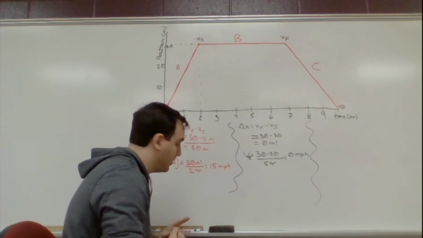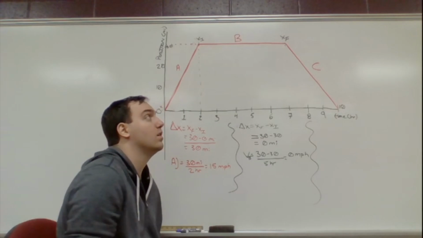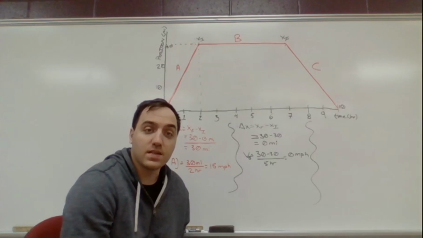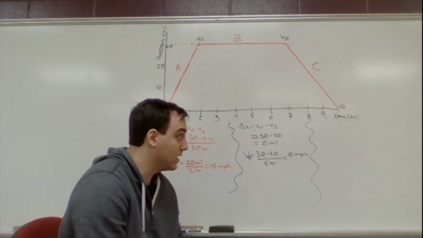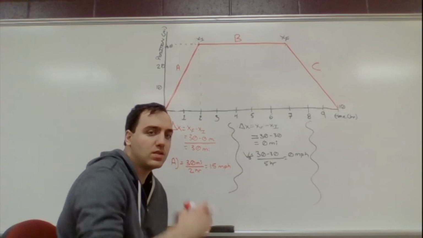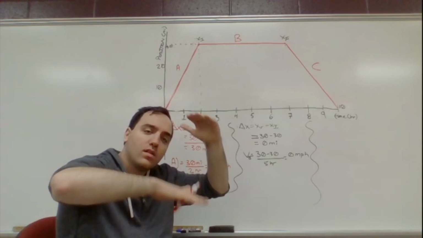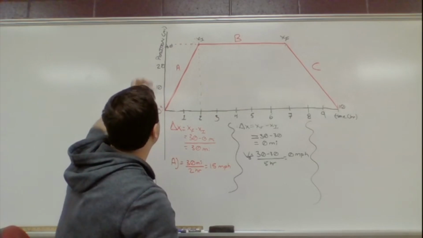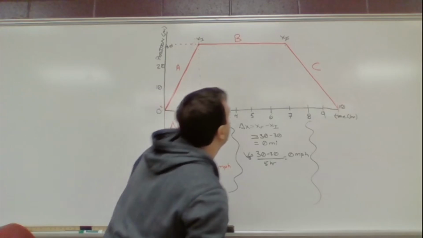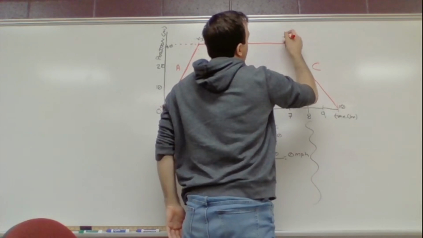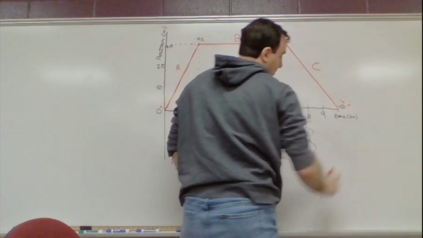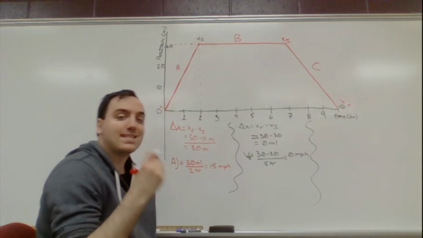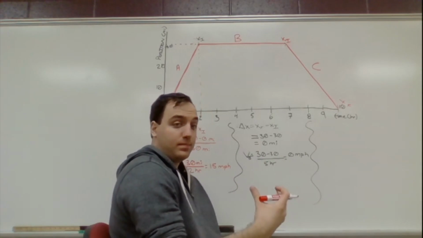In C, I'm going home. So I want to know what my displacement is. I want to know what my velocity is. My displacement is still the difference in y. In this case, I go from 30 to 0. This is my initial. This is my final.